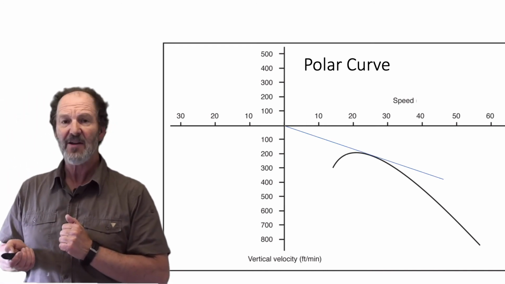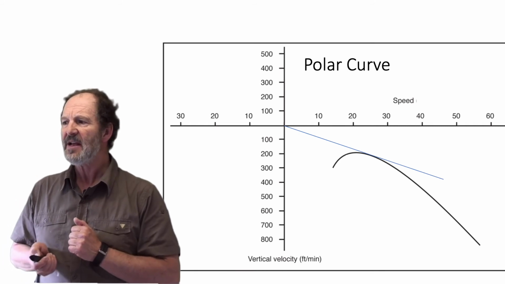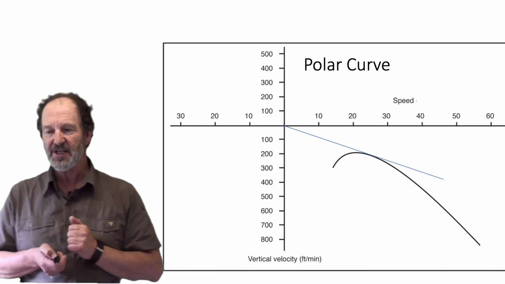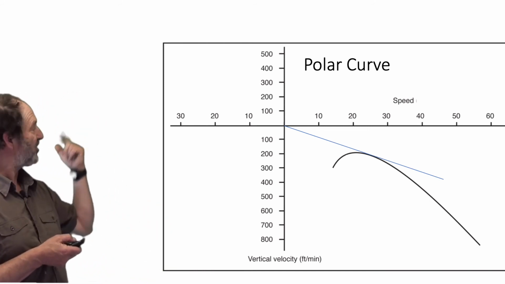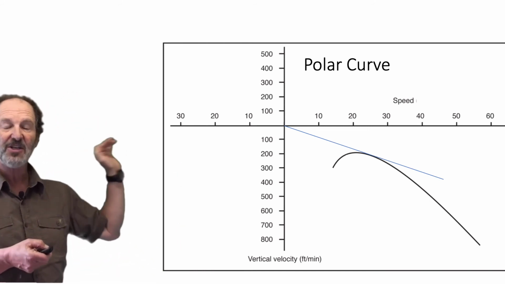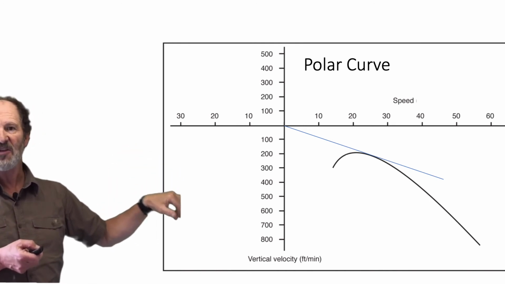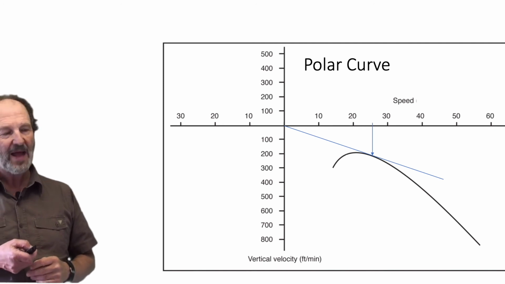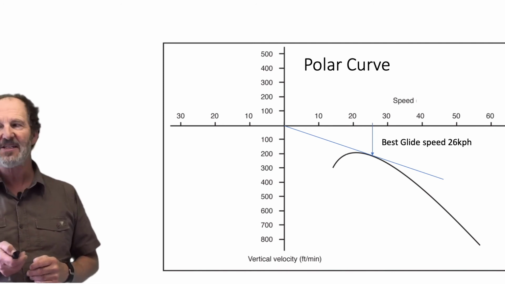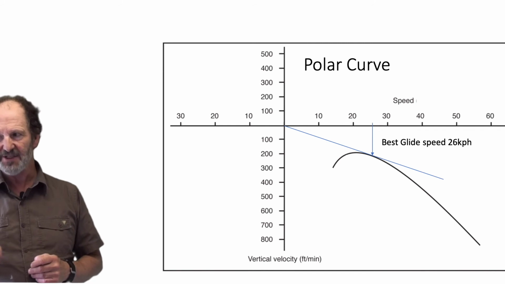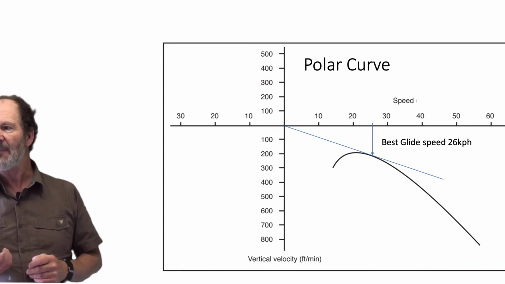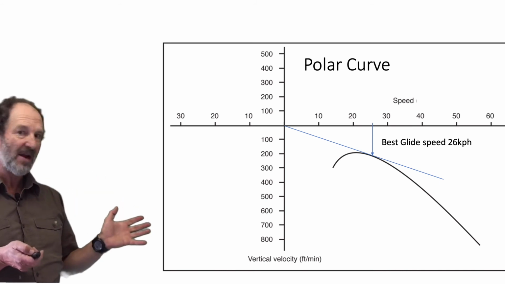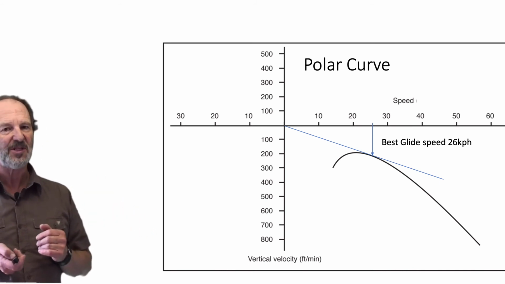Another bit of information we can get from a polar curve is, we can draw a tangent on it. So if I draw this, that's going from the datum point where the two axes cross and out at an angle, and just touching the top of the curve there of the glider performance curve, the polar. What that does is it tells us where the best lift drag ratio is. So if I have a look at that, I can mark that out. The best glide speed on this aircraft in no wind, again, is 26 kilometers per hour.